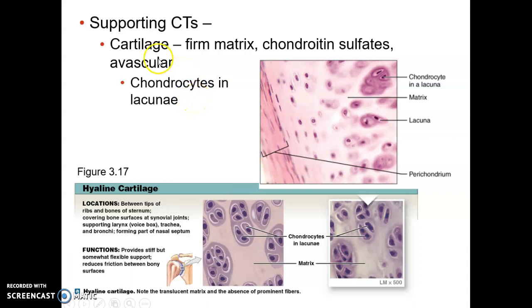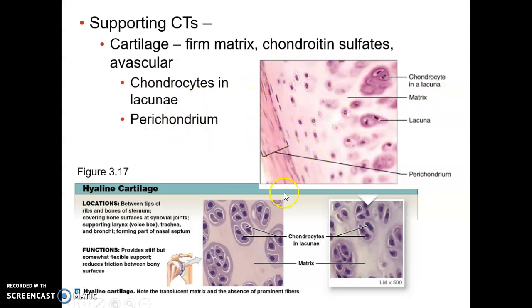The cells of cartilage are called chondrocytes. Chondro for cartilage, cyte for cell, and the cartilaginous cells, the chondrocytes, secrete the extracellular matrix, which is semi-solid, firm, and in doing so, the chondrocytes are encased in cartilage, and the chondrocytes are found in a little cavity, a little space within the cartilage, and that space is called the lacuna. So the chondrocytes reside or are found within the lacunae, within cartilage. We'll see a similar situation with bone.